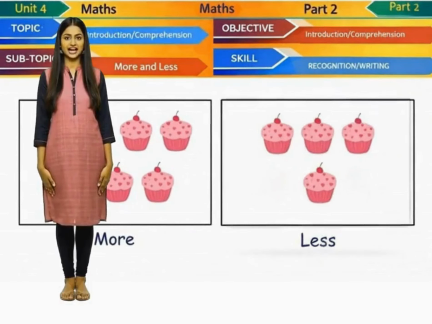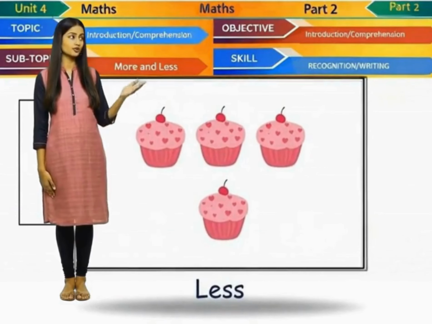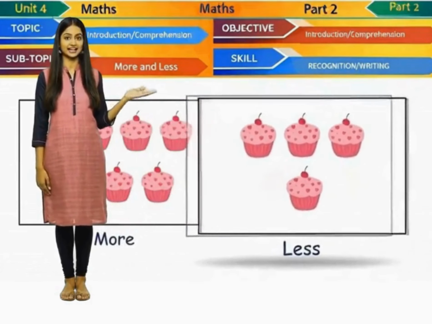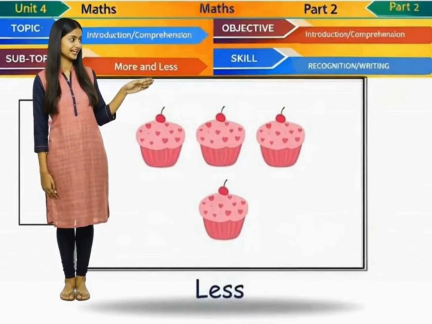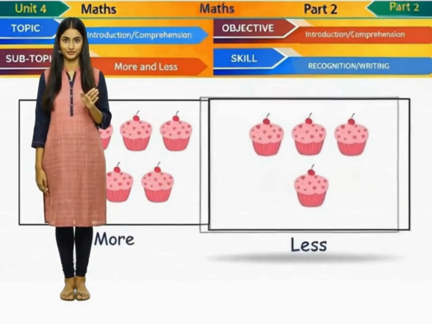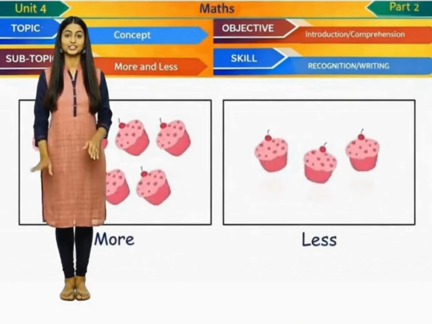Now look at the other side. These are less in quantity. See, there are only a few muffins here. So we say this side has less. Less means fewer things. When the number is small, we call it less, like these few pink muffins, children. Very good, children. You did great.